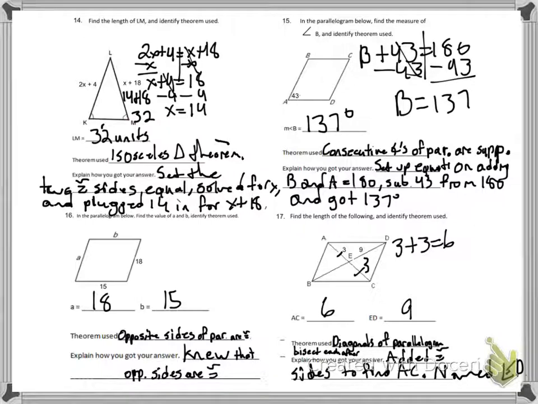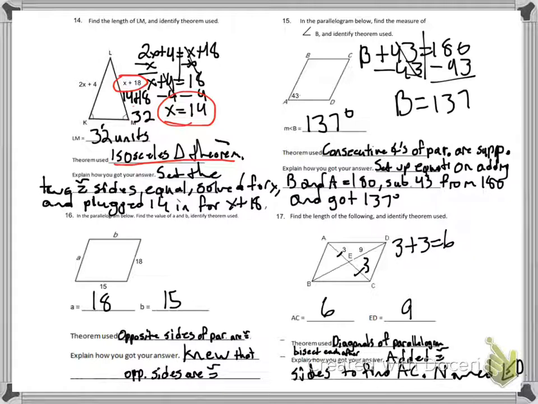14. I'm using the isosceles triangle theorem. I got 2x plus 4 equals x plus 18. I solve it, I get x equals 14. I plug it back in for LM here. So I just say 14 plus 18 is 32 units. So I just set up, solve for x, and plug it back in.